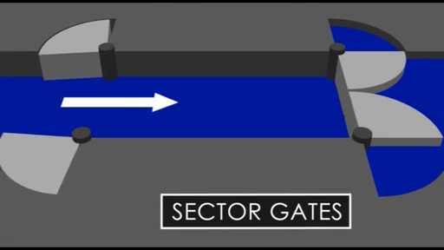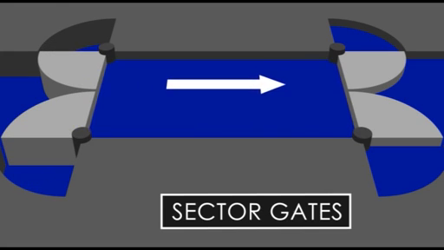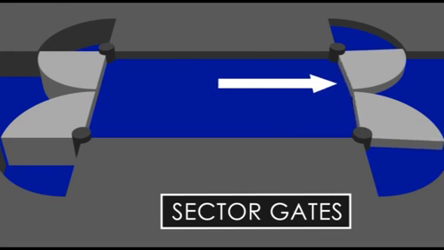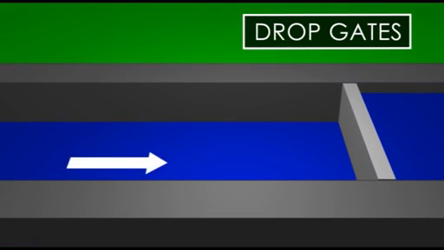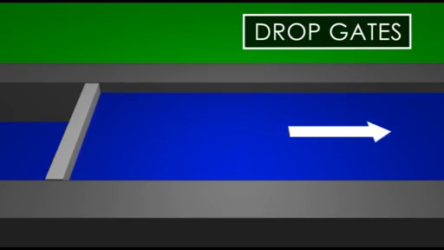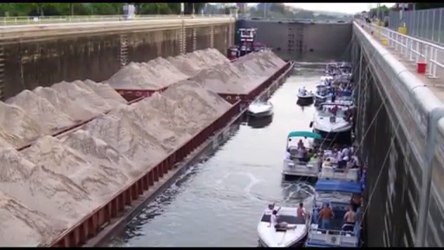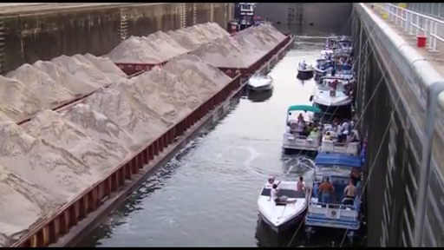Sector gates are used when the water level may be higher on either side of the lock. Sector gates appear pie-slice shaped and are held closed mechanically. Drop gates drop below the water level and boats go right over the top of the gate. Although there are differences between locks, the concept for locking through is the same.